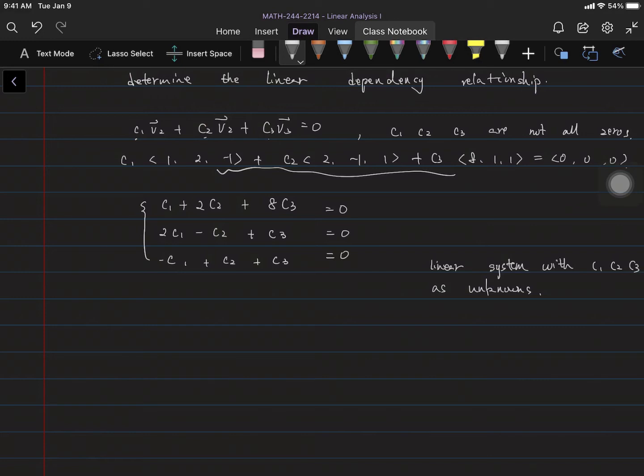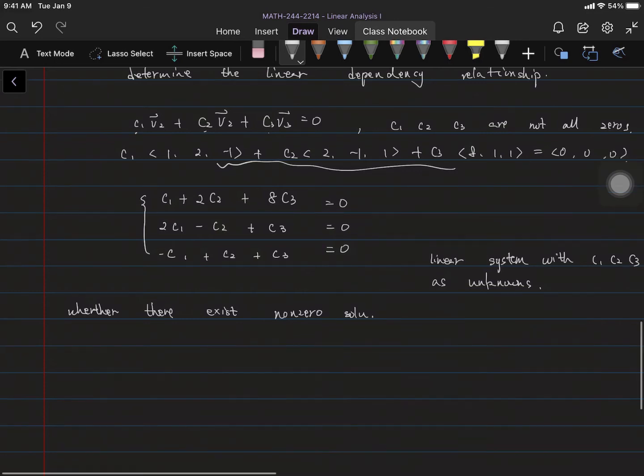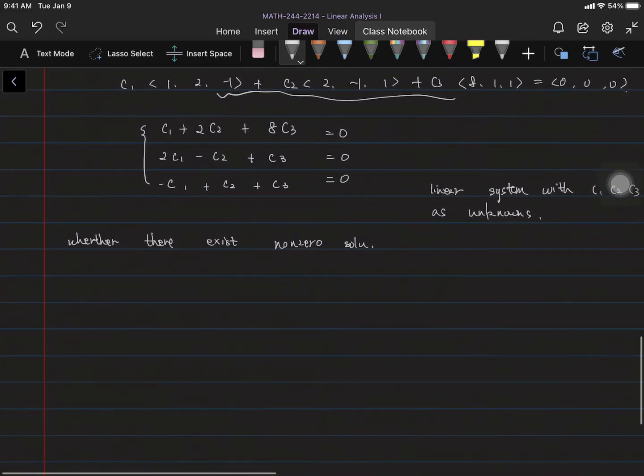So we want to test whether there exists a non-zero solution. If all the solutions are zero, independent. If non-zero solution, dependent. Okay, so let's solve this.